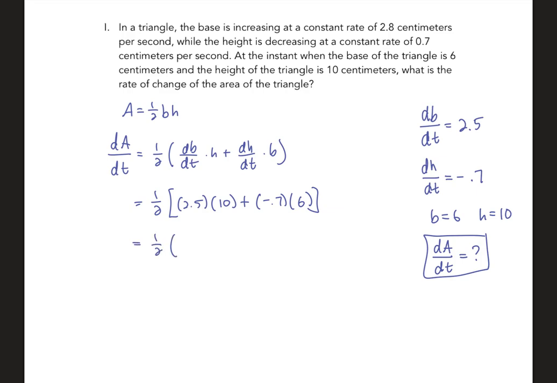Okay, 2.5 times 10 is 25. This would really be minus 0.7 times 6 is 4.2. Okay, 25 minus 4.2 is 20.8 divided by 2. So now we'll say dA/dt is 10.4.